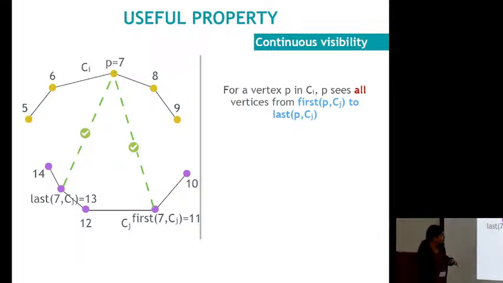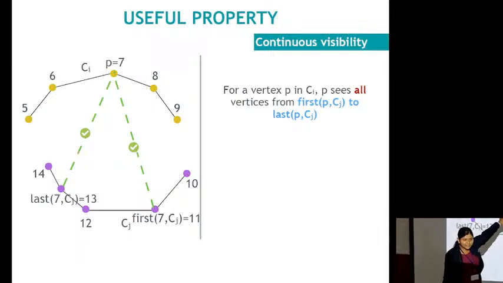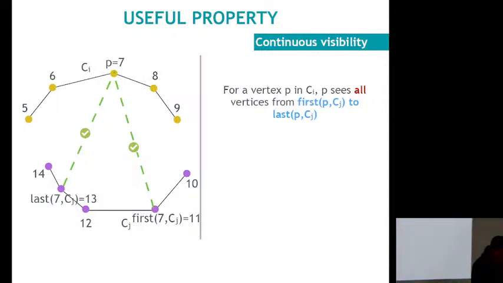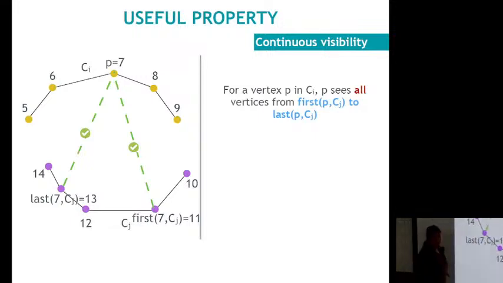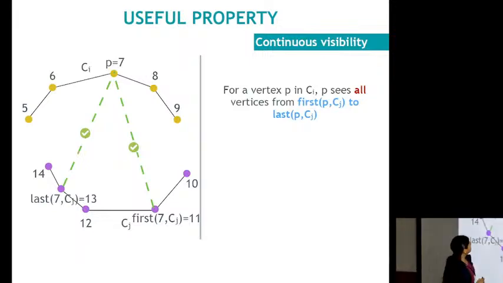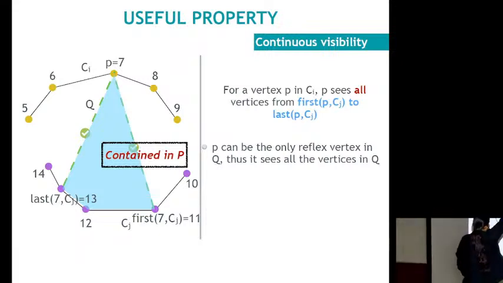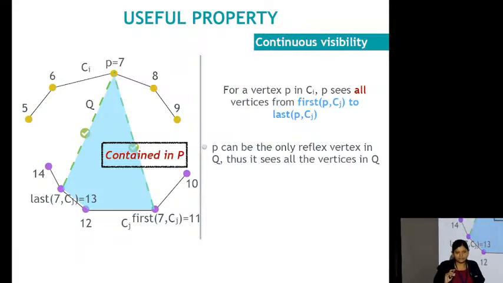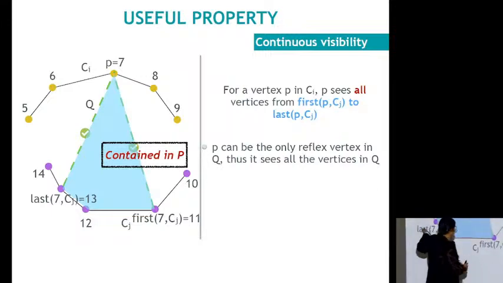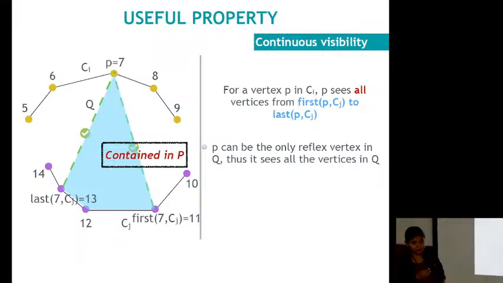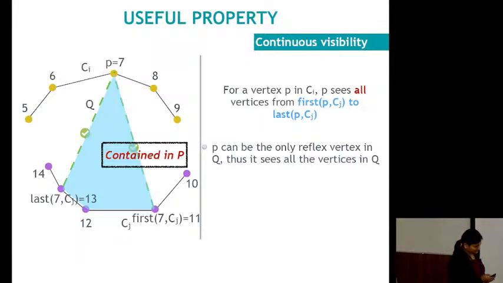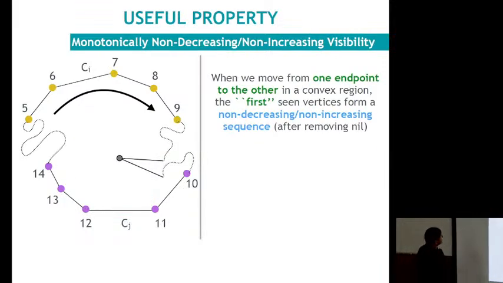One of the useful properties, and here is where we crucially need convexity, is that if you look at any point P in Ci, then it sees all the points that appear between the first and last vertex. So this is completely seen. Either it sees nothing or it sees everything continuously. And this will help us encode the instance as an instance of monotone 2-CSP, so that the functions are monotone.